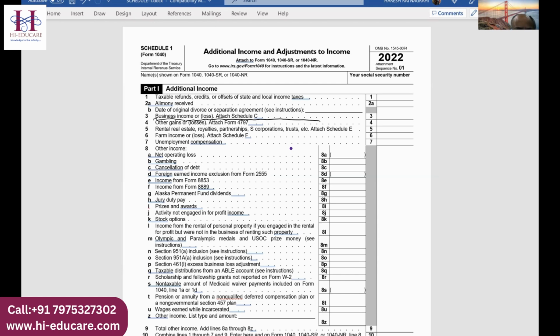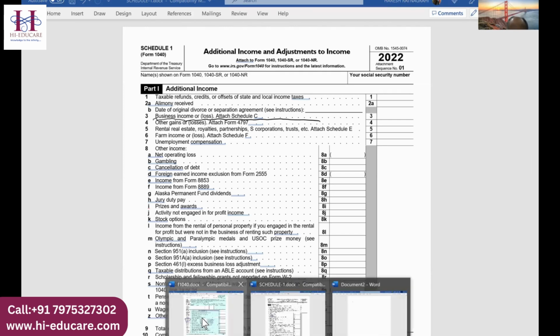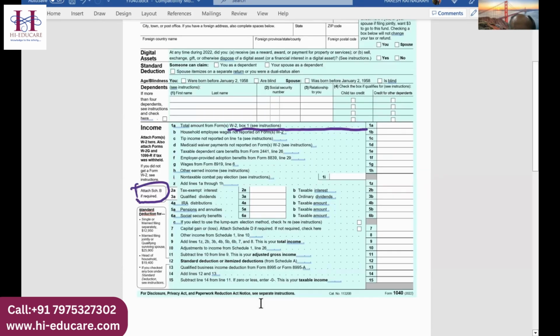Then Schedule D is not flowing to Schedule 1. It is going directly to the 1040 form. First of all, you should be aware where this is flowing to on the 1040. If you see the 1040 form here, Schedule D is there. You can see capital gain or loss, attach Schedule D if required. If not required, check here.